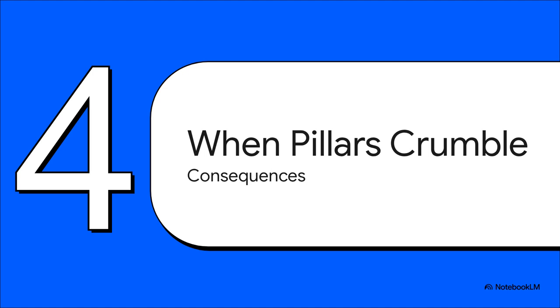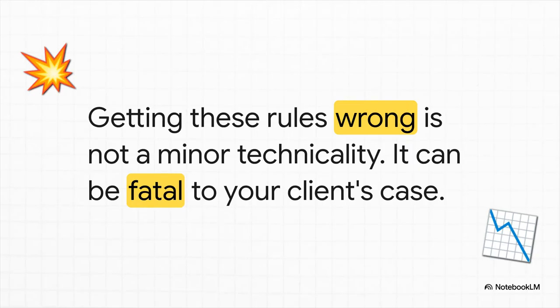Okay, so we've built our 3 pillars. The structure is sound. But now we have to look at what happens when things go wrong. What are the high-stakes consequences when these foundational rules are ignored? Honestly, for your exam, this is the part of your answer that shows the examiner you get the practical importance of all this stuff. And let's be really clear about this. Getting these rules wrong is not some minor technical slip-up. It can be absolutely fatal to your client's case.